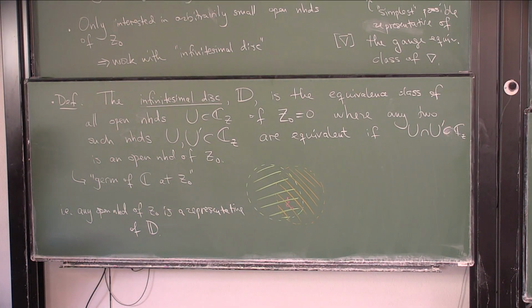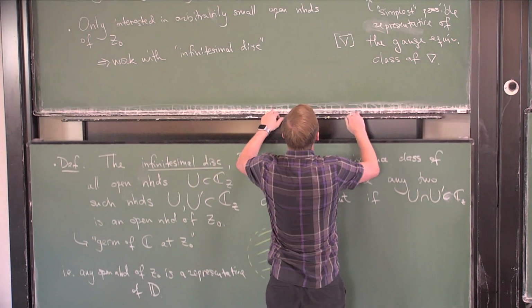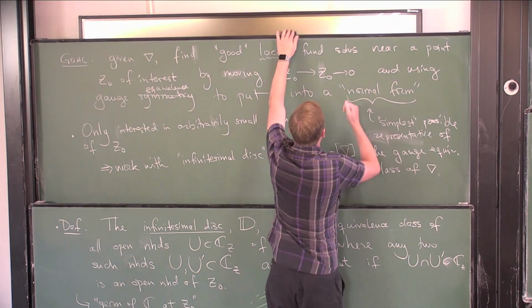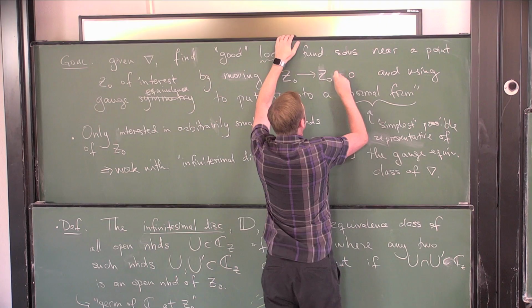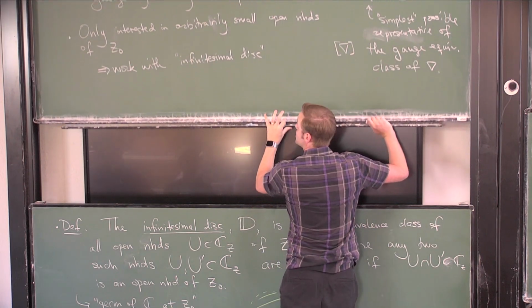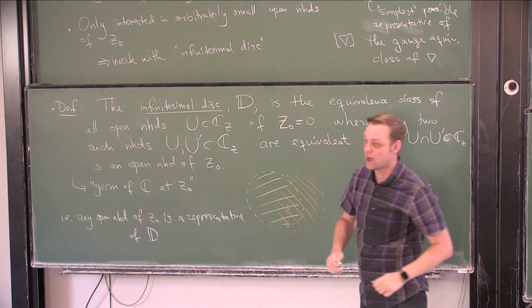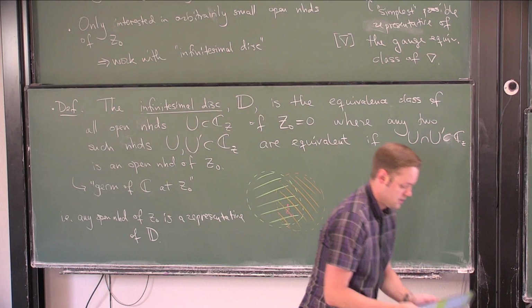Is the reason you wrote Z0 to Z0 to 0? Yeah, that's supposed to be an equality. I just mean that whatever special point you're interested in, you can always shift your coordinate system to put it at Z equal to 0. That's all I mean.